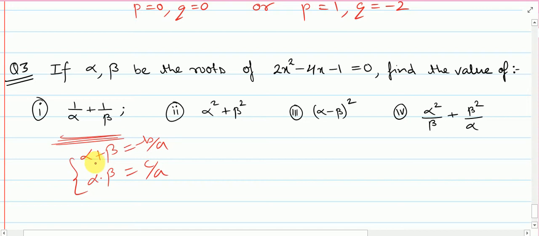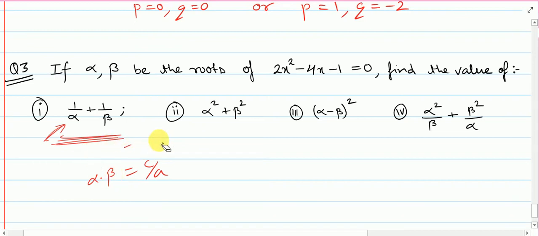We can find the value for alpha plus beta and we can find value for alpha into beta. Okay. We cannot find value for any other expression which involves alpha and beta. Clear? So if they want you to write the value for this, then you should be able to express this expression in an expression where you will get only alpha plus beta and alpha into beta.